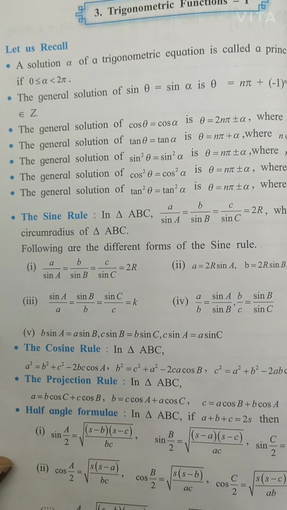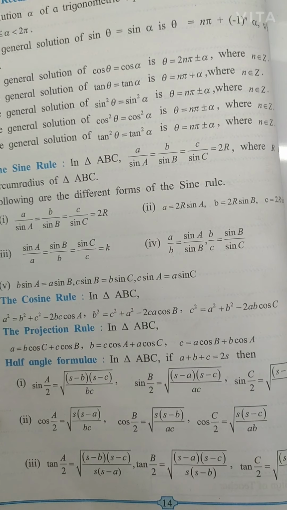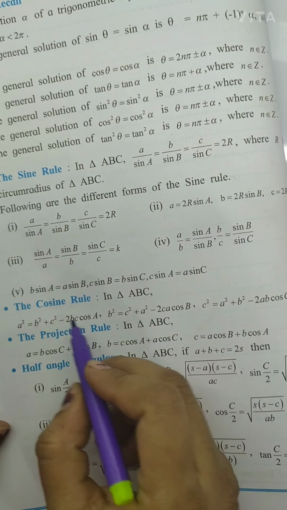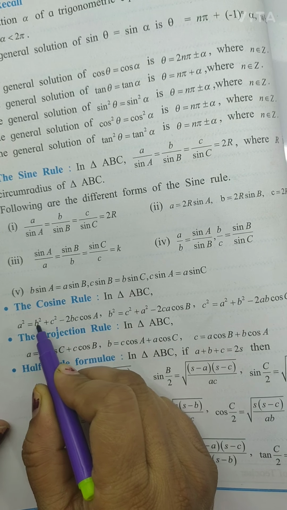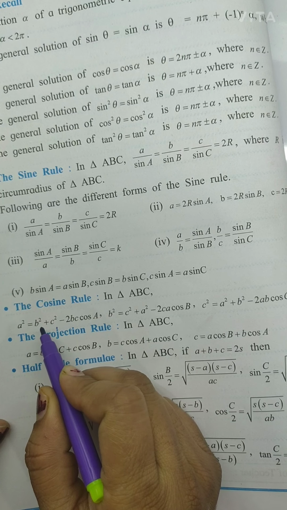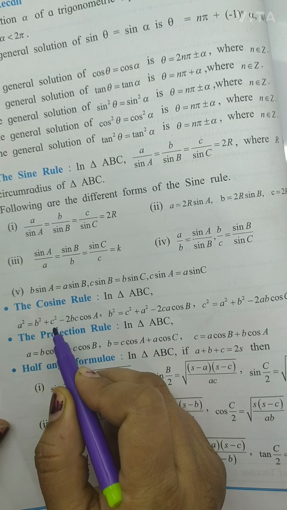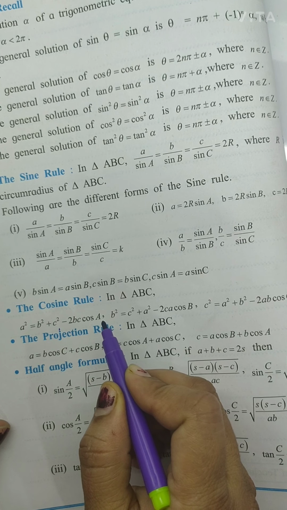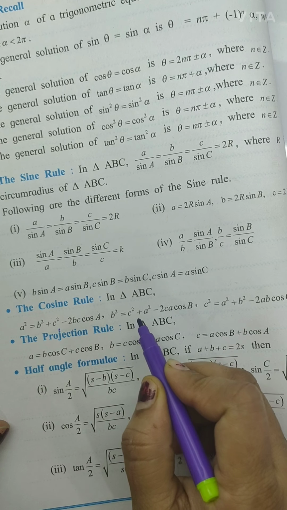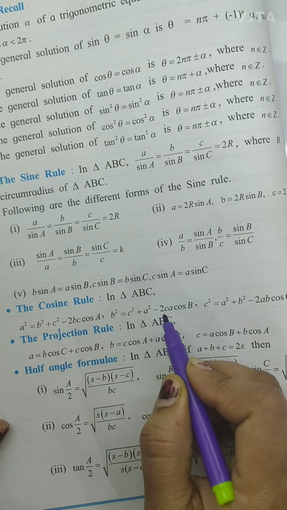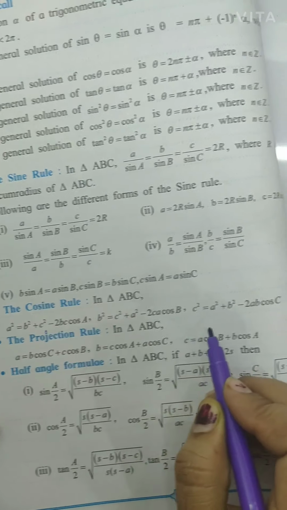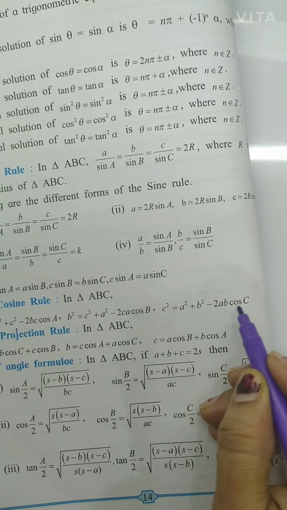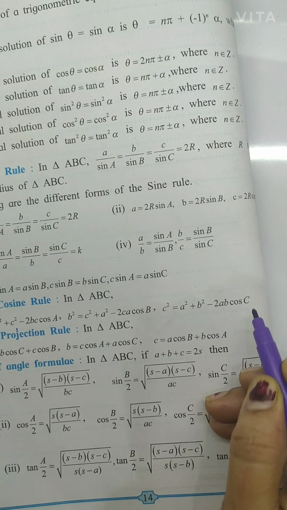Here you can see the cosine rule. Again, if you have any triangle ABC, you can find the cosine rule in this form. a square equals b square plus c square minus 2bc cos A. b square equals c square plus a square minus 2ca cos B, and c square equals a square plus b square minus 2ab cos C.